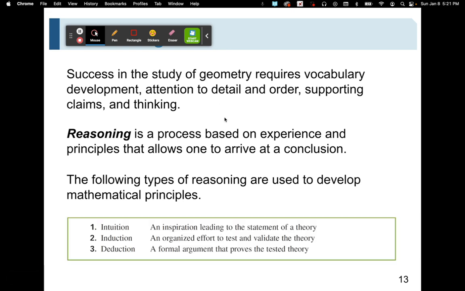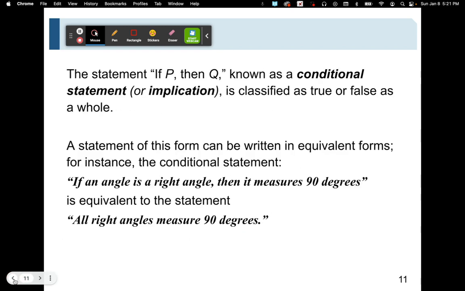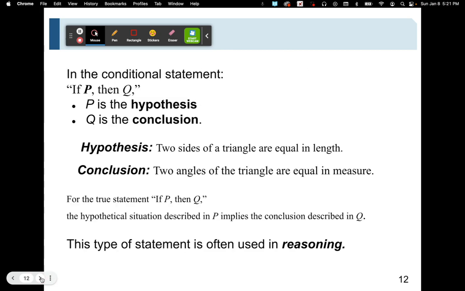All right. Success in the study of geometry requires vocabulary development, attention to detail, and order supporting claims and thinking. Reasoning is a process based on, actually, I'm going to stop right here. I'm going to do reasoning in the next video. I'll go back to the slide and clean this up in just a minute. So we're going to stop with this introduction. I'll pick back up. Thanks.